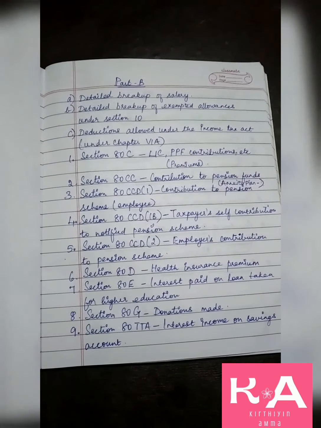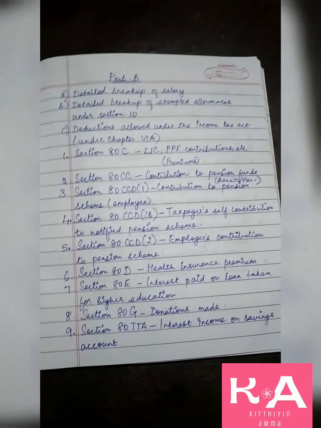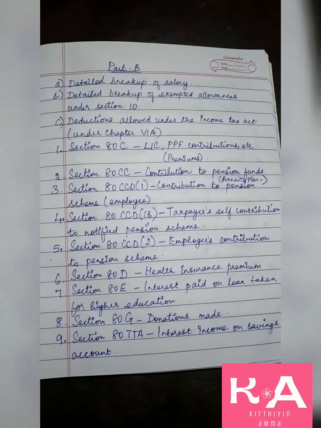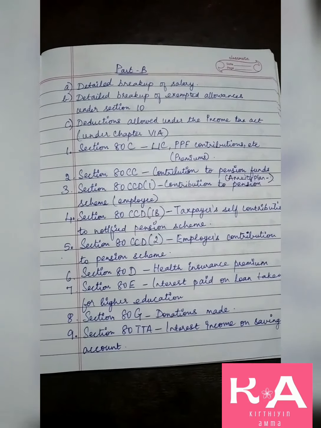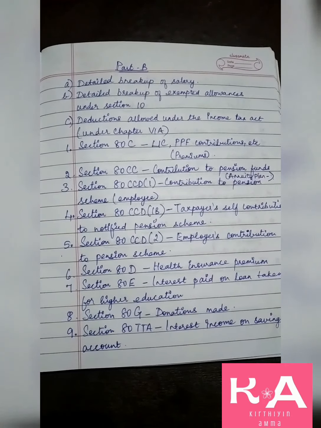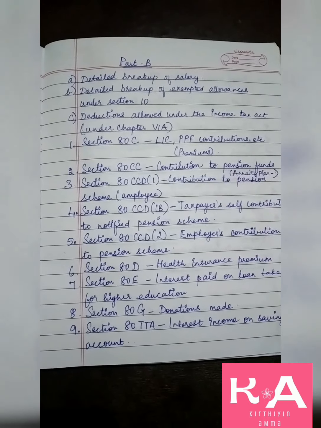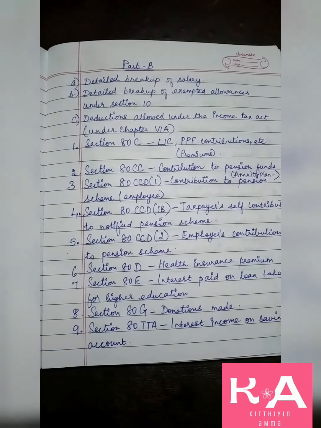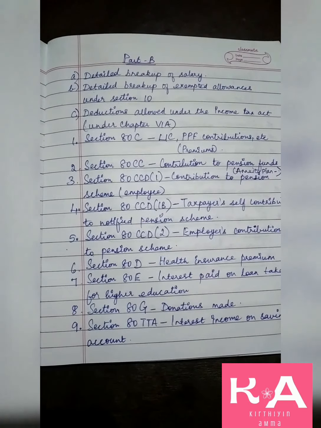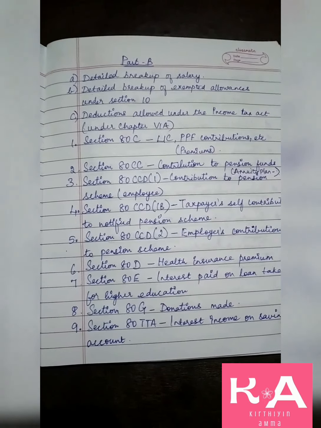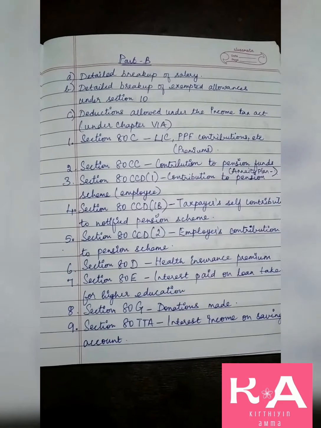So that contribution will be shown as a deduction in this section. Number 3, section 80 CCD subsection 1. This is contribution to pension scheme, which is contributed by the employee. This is the regular pension scheme which we have in each and every organization.